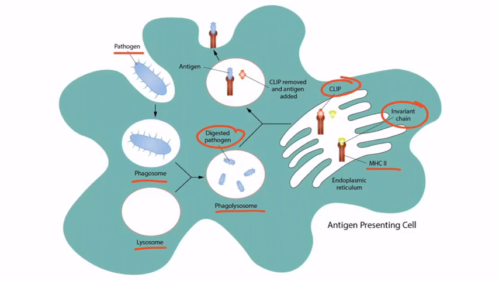Next, vesicles from the endoplasmic reticulum merge with the phagolysosome, and the antigen is swapped with CLIP on the MHC2. So here we can see that CLIP is removed, and the antigen is now loaded onto MHC2. Finally, the phagolysosome merges with the cell membrane to place the MHC2 on the cell membrane, ready to be recognized by a CD4 positive T helper cell. So we can see it on the cell membrane right here.